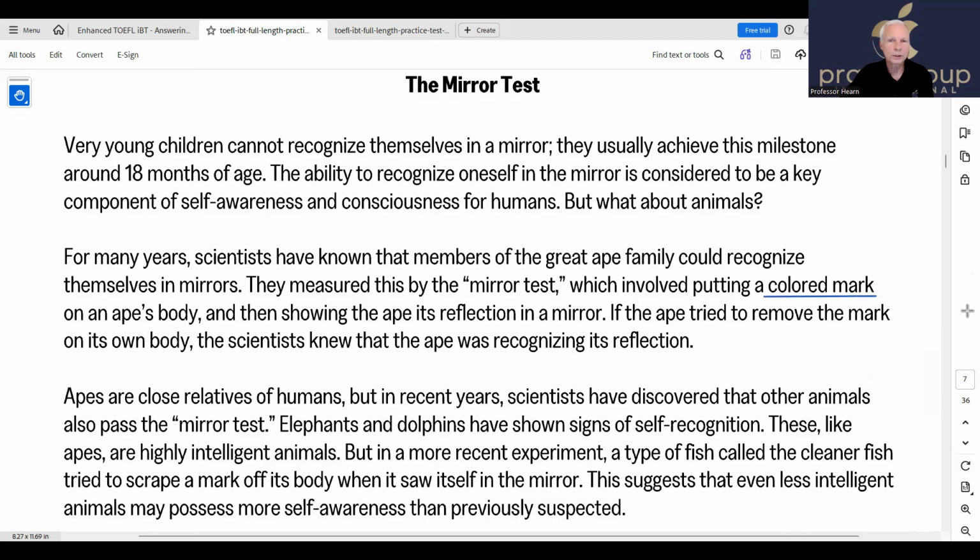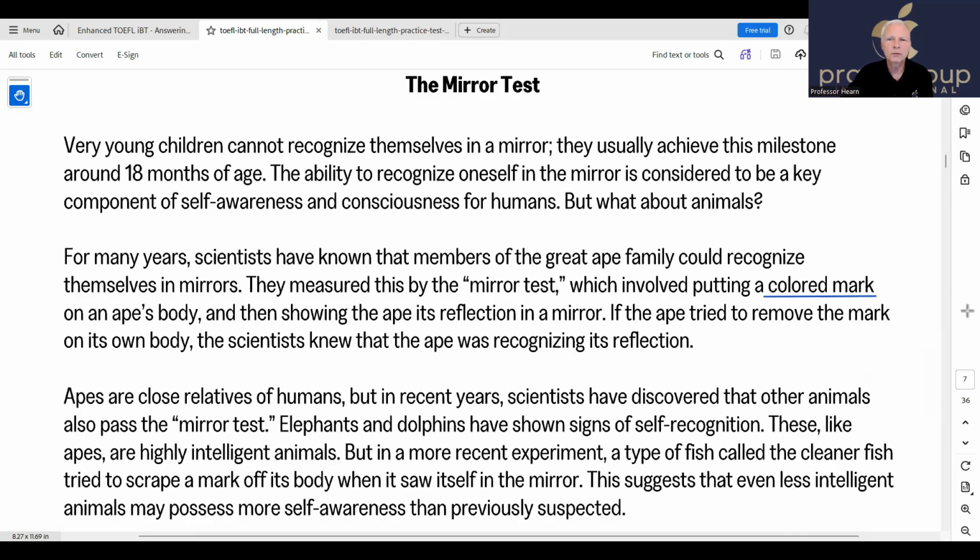Now the question was asking why scientists put colored marks on animals' bodies. Is this sentence directly related to the question? The sentence reads, they measured this by the mirror test, which involved putting a colored mark on an ape's body and then showing the ape its reflection in a mirror. Now, although it doesn't use the exact words from the question, it is talking about the same main topic. And therefore, we know that we're in the right place.